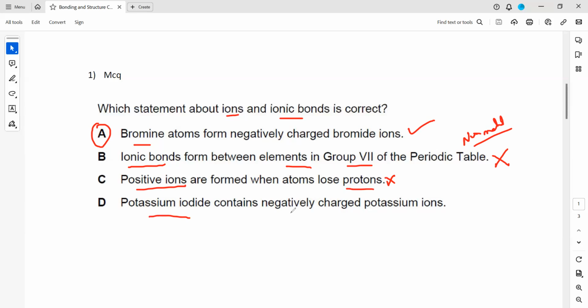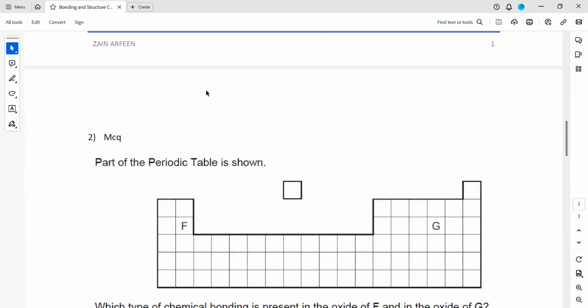And potassium iodide contains a negatively charged potassium ion. That's also wrong. Why is this wrong? Because potassium is a metal and a metal cannot form a negative ion. Metal will always form a positive ion. So statement A is correct.